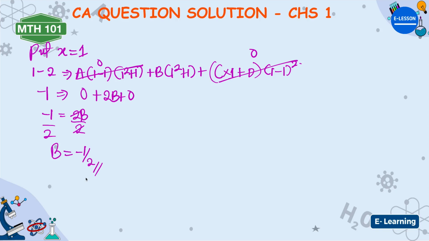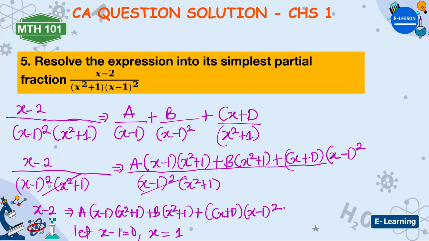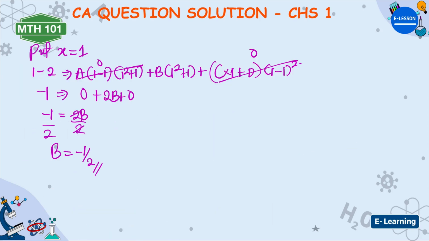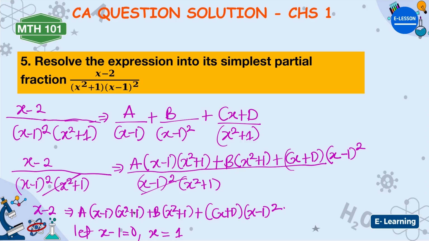So that is our b. We've gotten our b. But we have a lot to look for. We have a to look for, we have c to look for, we have d to look for. So the next step now, my dear student, is to open through these brackets you have here. Each of them, just open them through and see what is going to give to us.